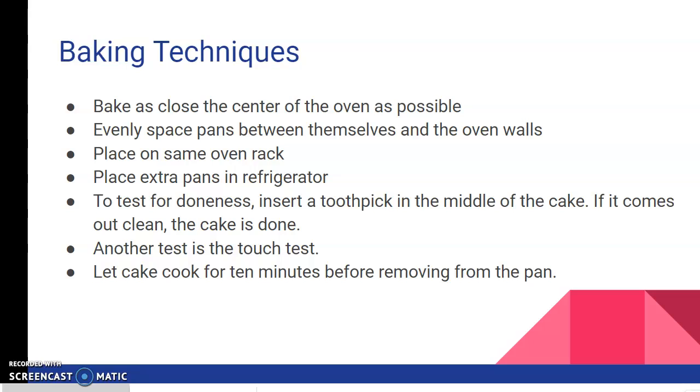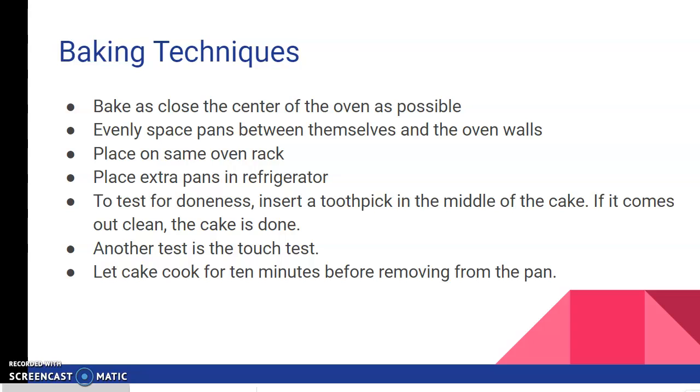Okay, so let's talk about some baking techniques that are going to make your cake awesome. You always want to bake as close to the center of the oven as possible. This helps to give the cake the most even temperature when it's baking, so all the cake is done at the same time. You want to evenly space pans between themselves and the oven walls, so if you're putting multiple pans in there at a time, you want to make sure that there's an inch of space between them and the oven walls. So if you had 2 pans in there, you'd want to make sure there's at least an inch between the 2 pans and then an inch between the oven wall and the pans.